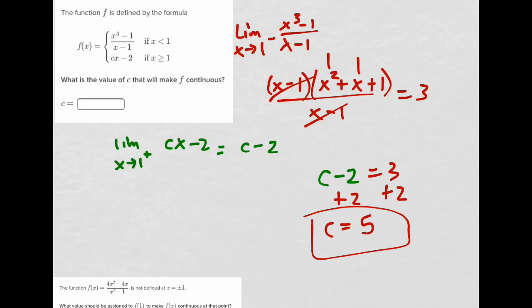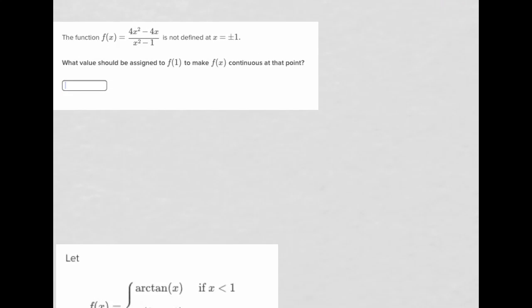Yeah. I know it'll make f continuous because if c is 5, then both the left and the right limits agree. And if I plug in 1, I would be using this equation anyway. So if c was 5, then what would I get? I get 5 times 1 is 5, minus 2 is 3. Yeah, c is 5. Mambo number 5.